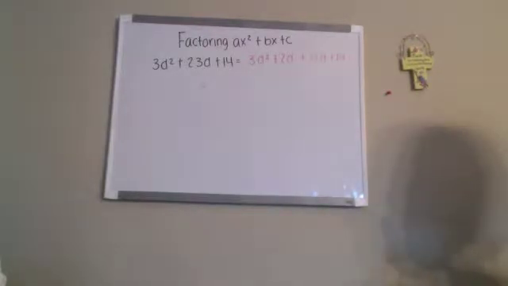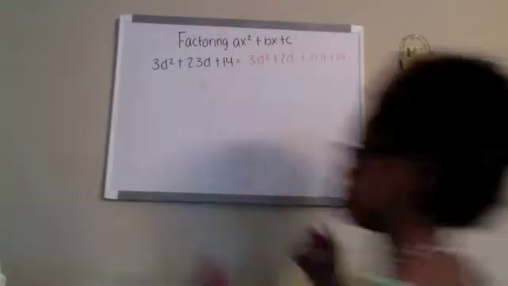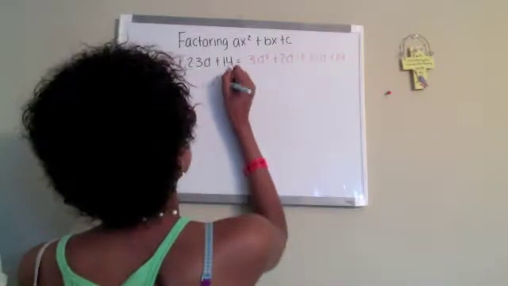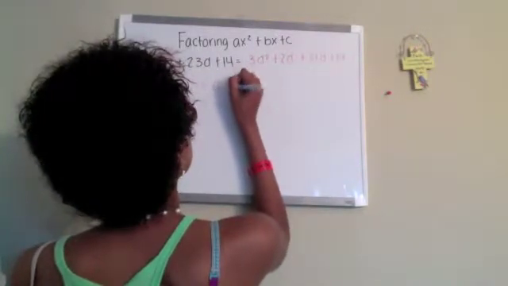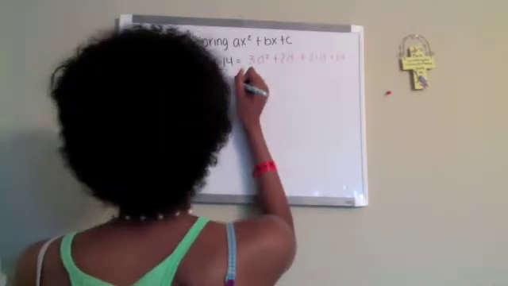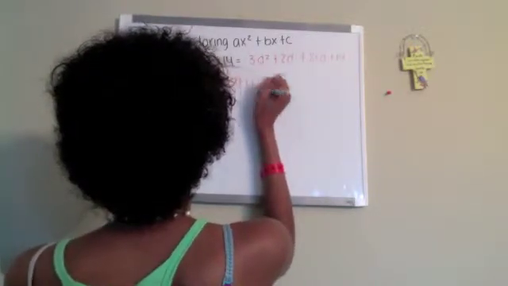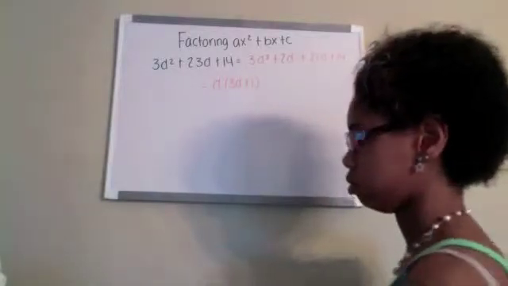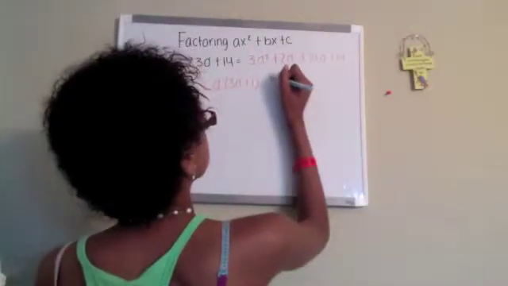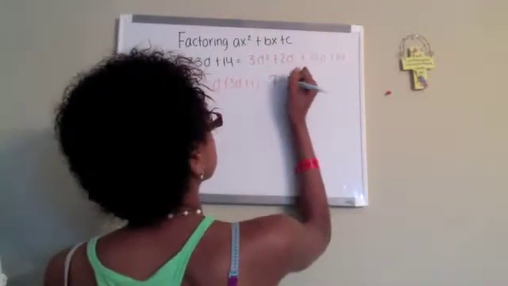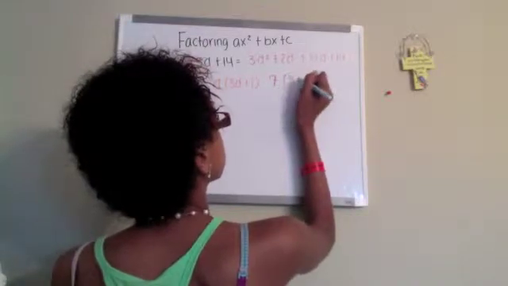On this step, you want to factor out the greatest common factor on each pair, which I'm doing right now, to get d(3d + 1) + 7(3d + 1).